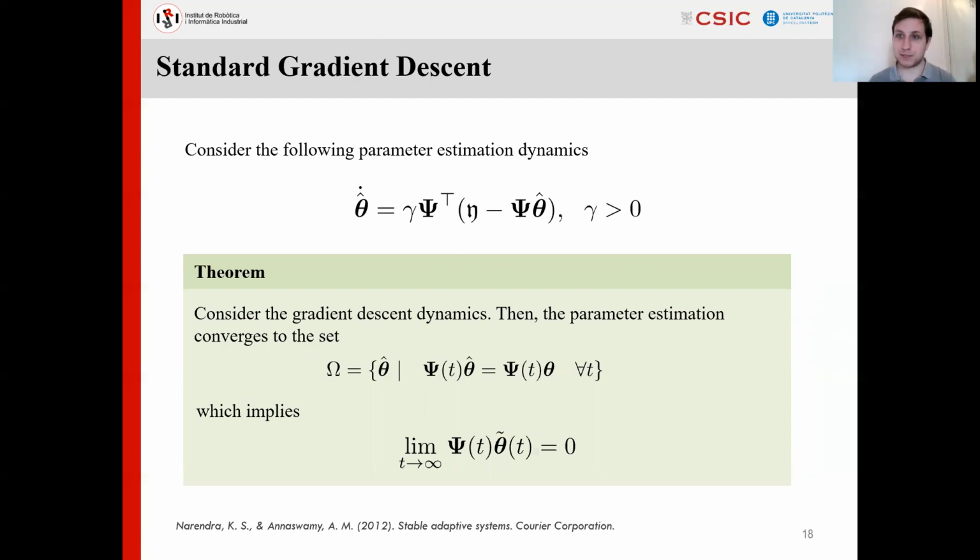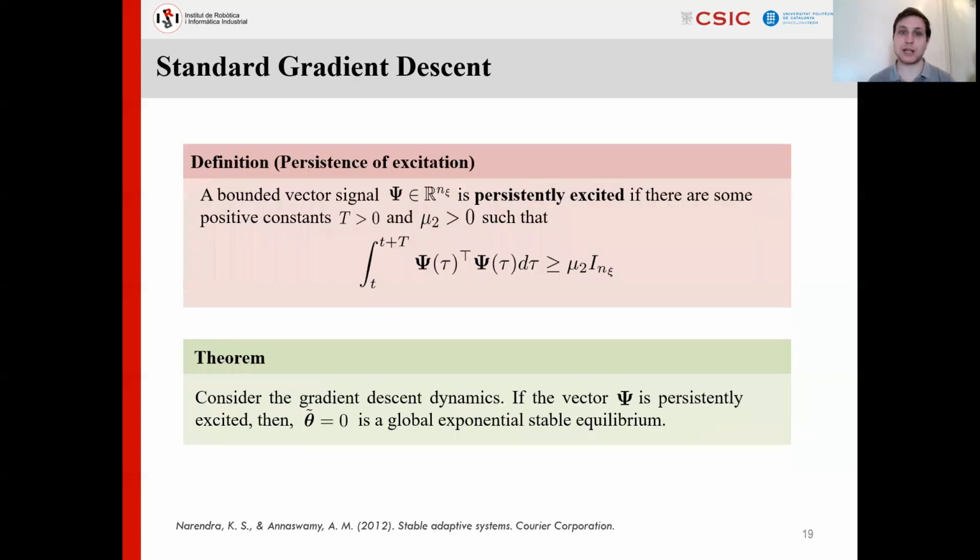To guarantee this parameter estimation convergence, it is crucial to add an extra condition, that is the persistence of excitation condition, which means that the regressor vector C satisfies this integral in here. With that, you can actually show that the parameter estimation converges to the true value of the parameter. The advantage of the parameter estimation-based observer is that in recent years, some authors have proposed alternatives to the standard gradient descent that relax this persistence of excitation condition.